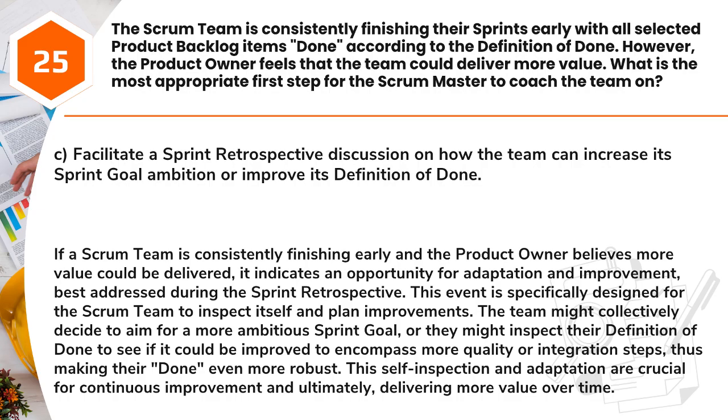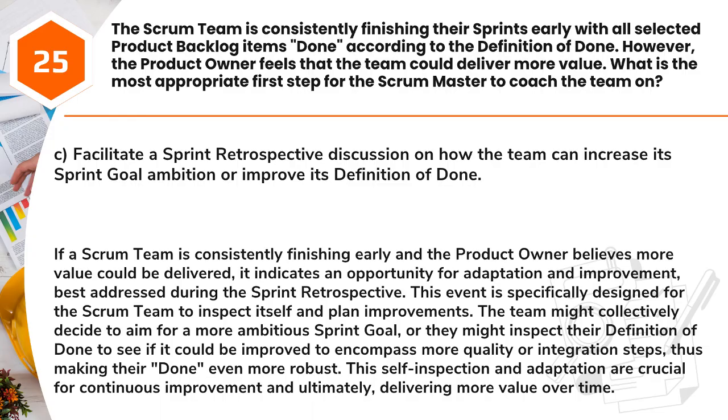Answer: C. Facilitate a sprint retrospective discussion on how the team can increase its sprint goal ambition or improve its definition of done. If a Scrum team is consistently finishing early and the product owner believes more value could be delivered, it indicates an opportunity for adaptation and improvement, best addressed during the sprint retrospective. This event is specifically designed for the Scrum team to inspect itself and plan improvements.